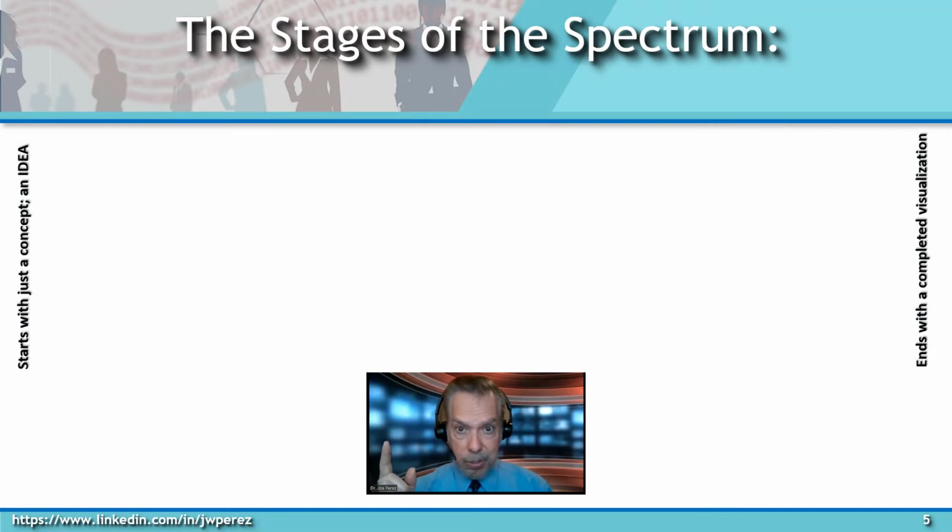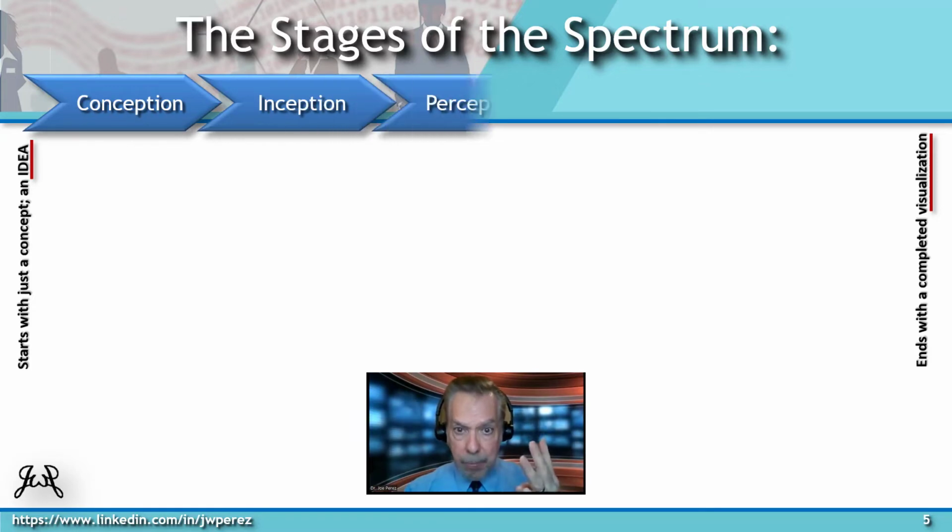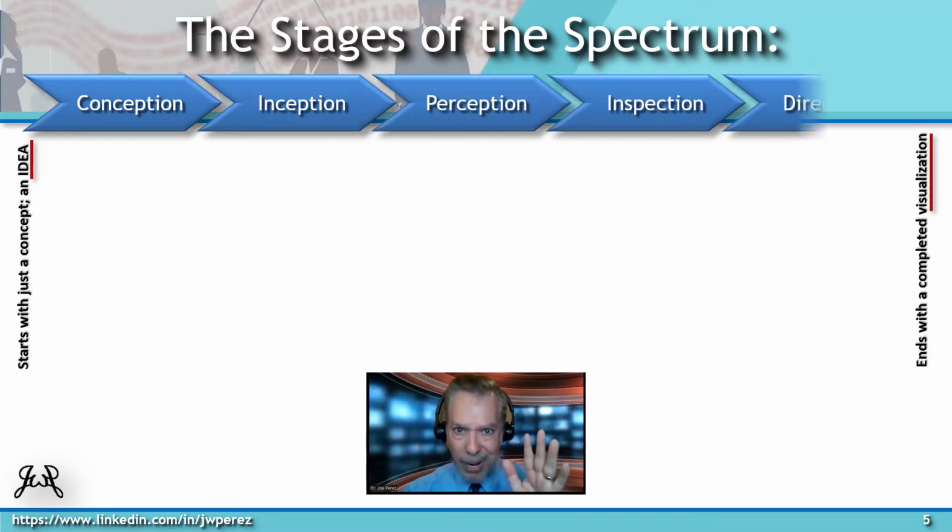You have a concept or an idea in mind, and then you have as your end goal a completed visualization containing one or more graphs. Now, how do you get from concept to reality? I'd like to think of this user experience journey as a spectrum, along which I suggest various stages, specifically 5, for best practices in getting from the idea on the left to the completed visualization on the right. These 5 stages are conception, inception, perception, inspection, and direction.